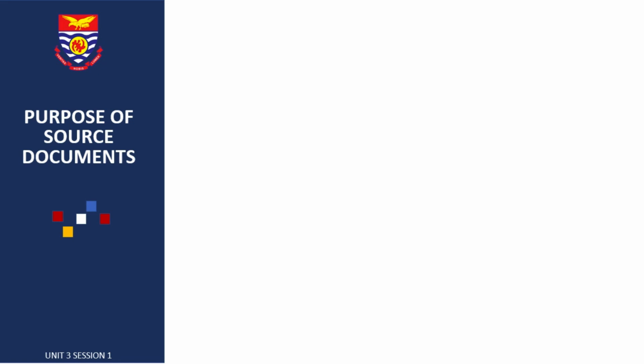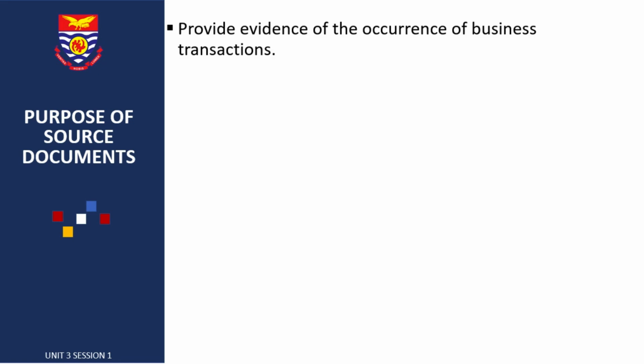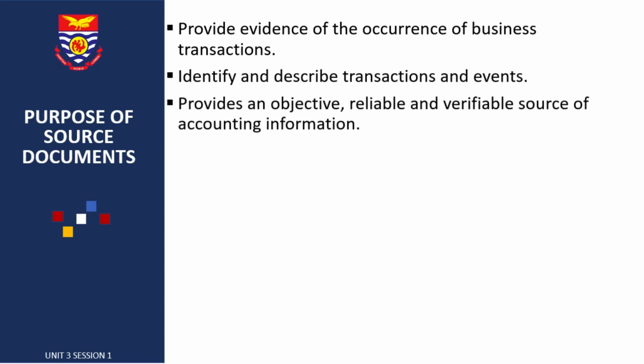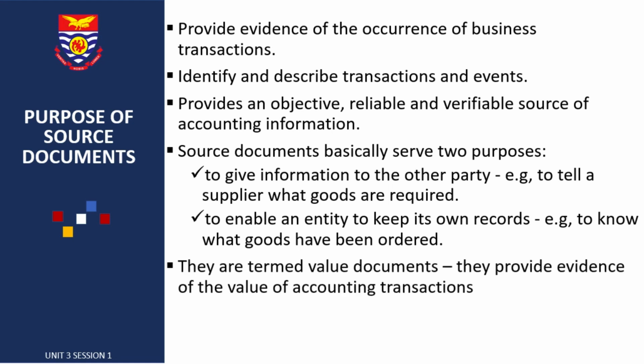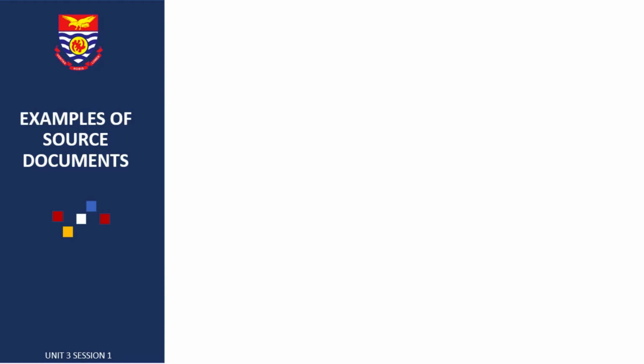Purpose of source documents. The source documents provide evidence of the occurrence of business transactions. They identify and describe the transactions and events. They provide an objective, reliable, and verifiable source of accounting information. Basically, source documents give information to the other party, that is, to tell a supplier what goods are required, and to enable an entity to keep its own records, for example, to know what goods have been ordered. They are termed value documents. They provide evidence of the value of accounting transactions.